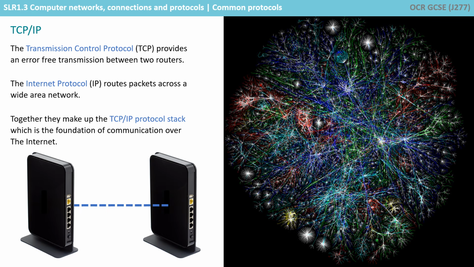The first group of protocols we're going to look at are used over the internet. The first is the Transmission Control Protocol, TCP, and it provides an error-free way of transmitting data between two routers. The second is the Internet Protocol, IP, and this is responsible for routing packets across a wide area network. Put them together and you have the TCP/IP protocol stack, and this is the basic foundation of all communication over the internet.